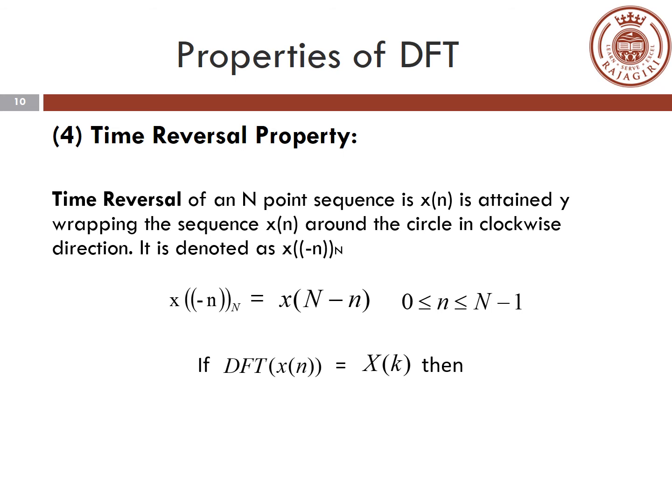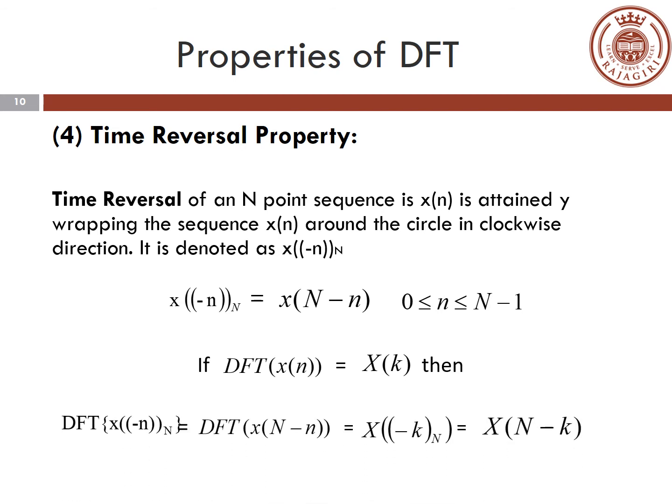If I have a finite duration sequence called x of n and its N-point DFT is X of k, then the DFT of the circular time reversed signal x of minus n modulo N, which is x of N minus n, is equal to X of minus k circular shifted, or X of N minus k. So what it means is that if your signal is reversed in the time domain, in the frequency domain also it gets reversed. That is what this particular property means.